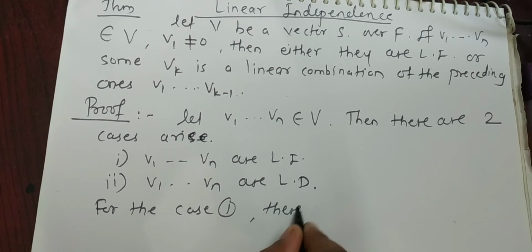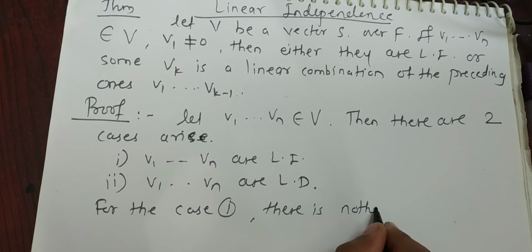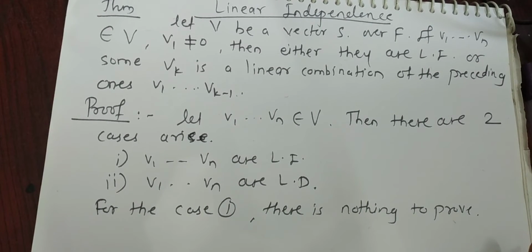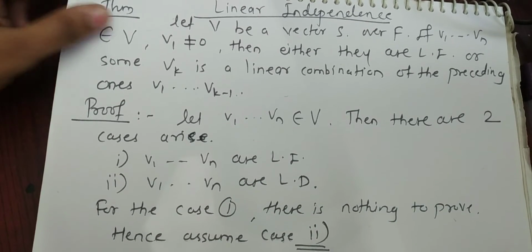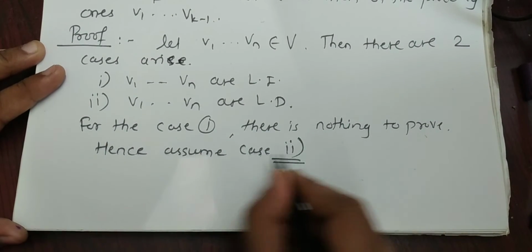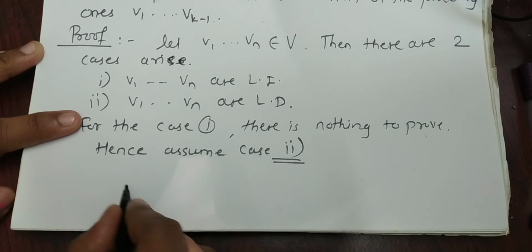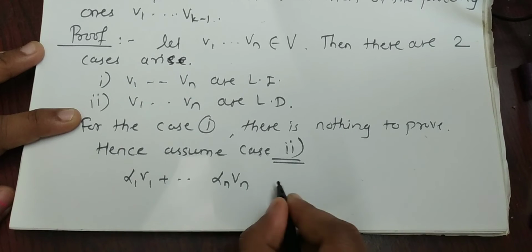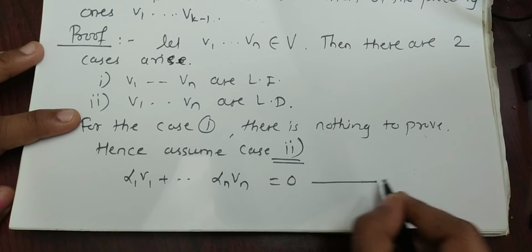there is nothing to prove. Hence, assume case second. So for case second, consider alpha 1 v1 plus ... plus alpha n vn is equal to 0. We have to prove case second.